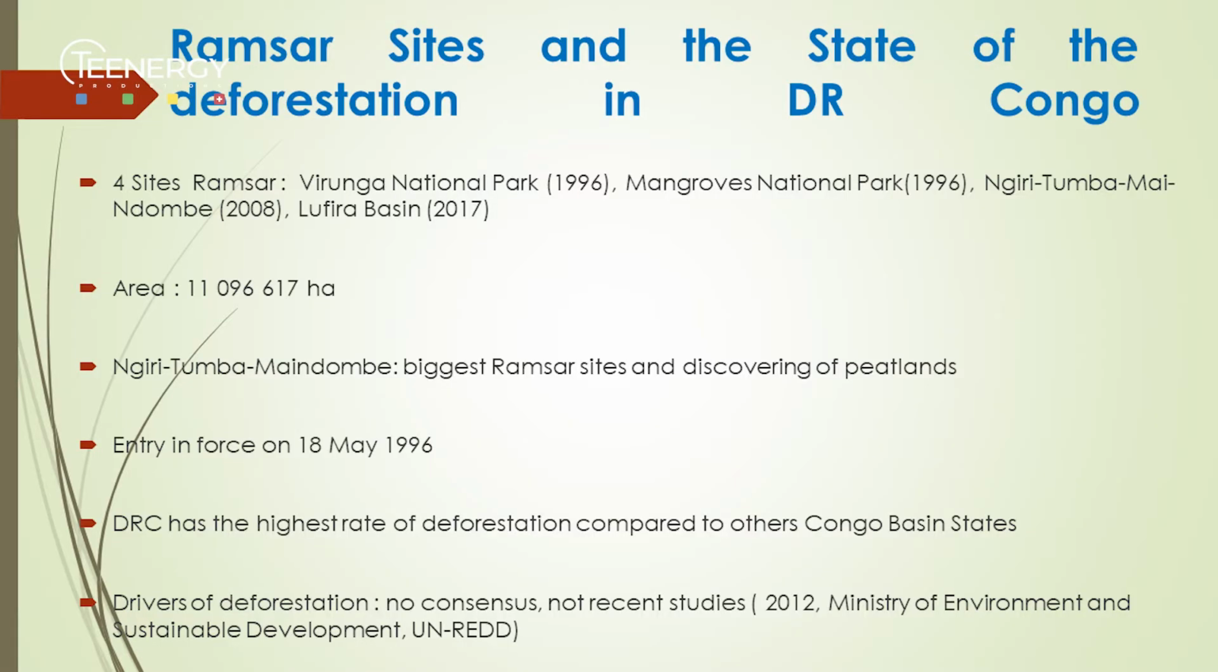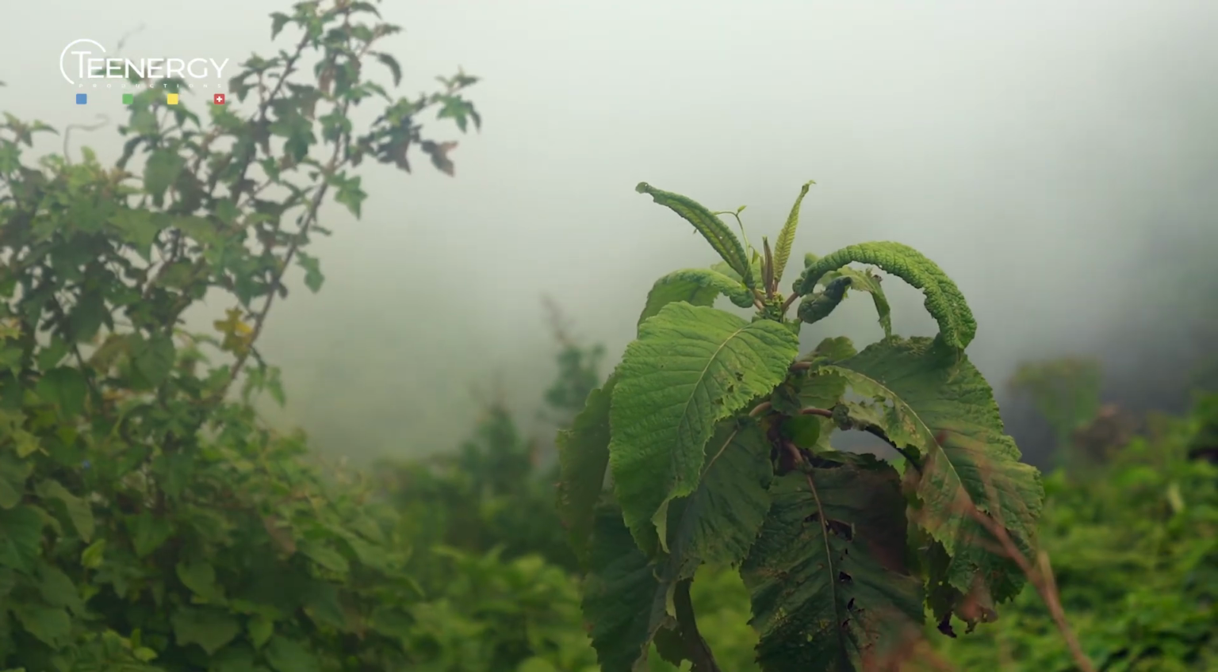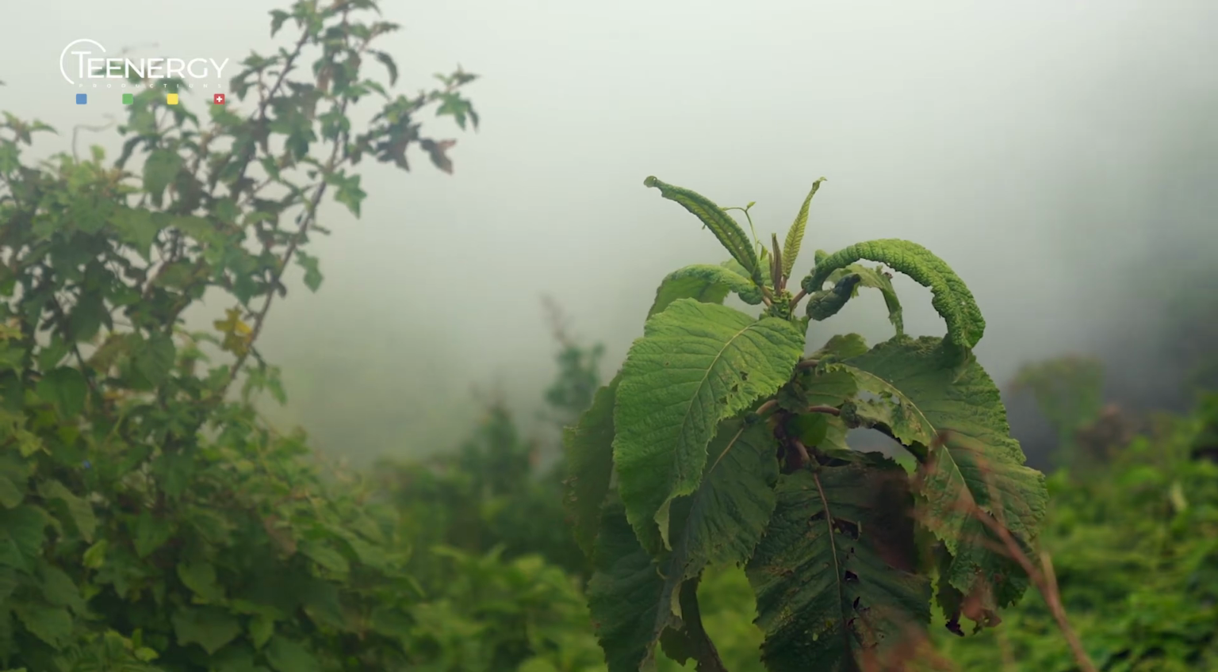In the DRC, we have 4 Ramsar sites. First of all is the Virunga National Park, and then Mangrove National Park, Ngiri Tumba Maindombe, and Lufira Basin. So those are the 4 Ramsar sites in DRC. And those sites represent more than 11 million hectares. And among those 4 sites, Ngiri Tumba Maindombe is the biggest one, and owns very important peatlands.